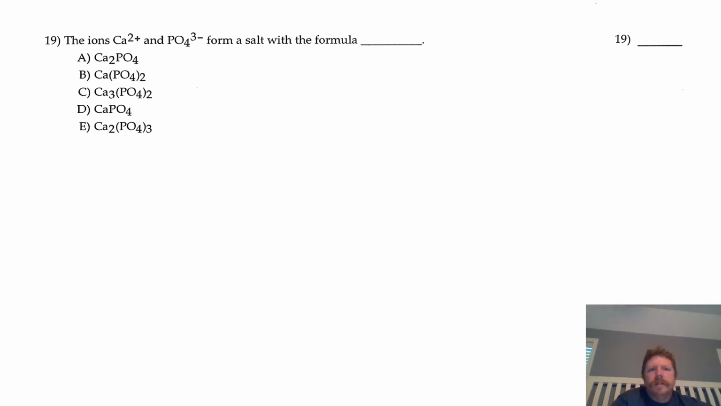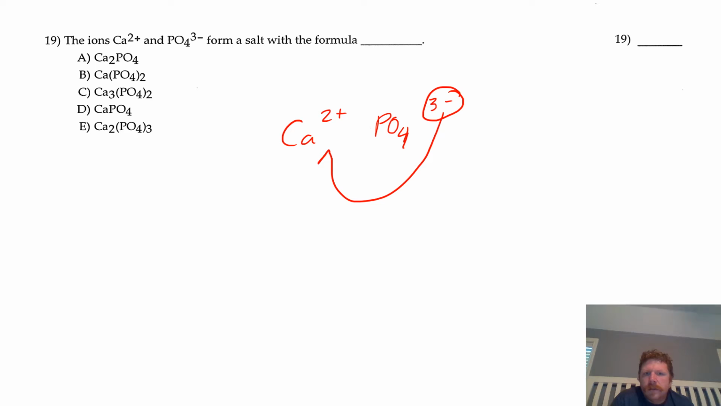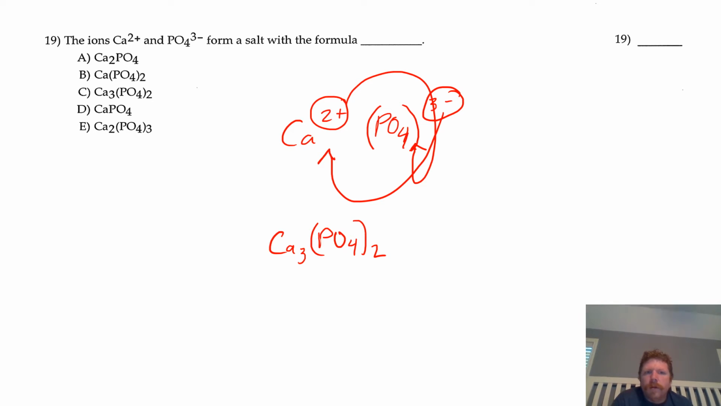Next up, the ions Ca2+ and PO4 3- form a salt with the following formula. Well, these numbers are just going to switch. The 2 is going to drop down here. But what we have to do is write that PO4 in parentheses because that is a polyatomic ion. So I'll write Ca3, and then put parentheses PO4, 2. There we go. Ca3(PO4)2. Answer option C is what we're looking for. That's the best answer option.